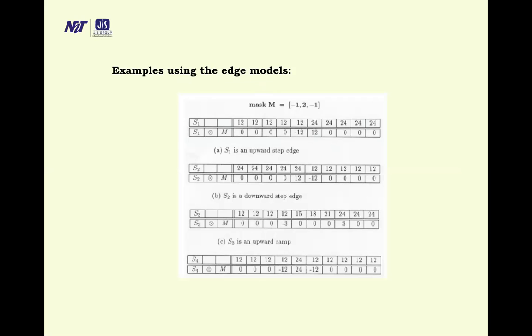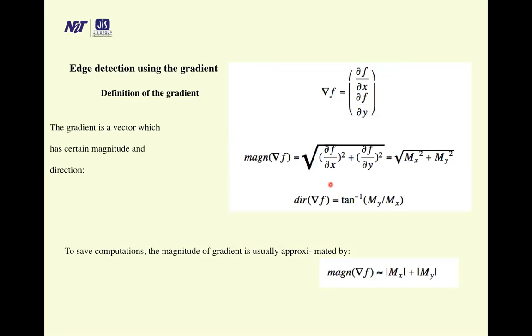Example using the edge models. So this is a kernel or mask, -1 to -1, and it shows how the changes occur. This also we have discussed in the segmentation section. Edge detection using the gradient. The definition of the gradient we have already covered.